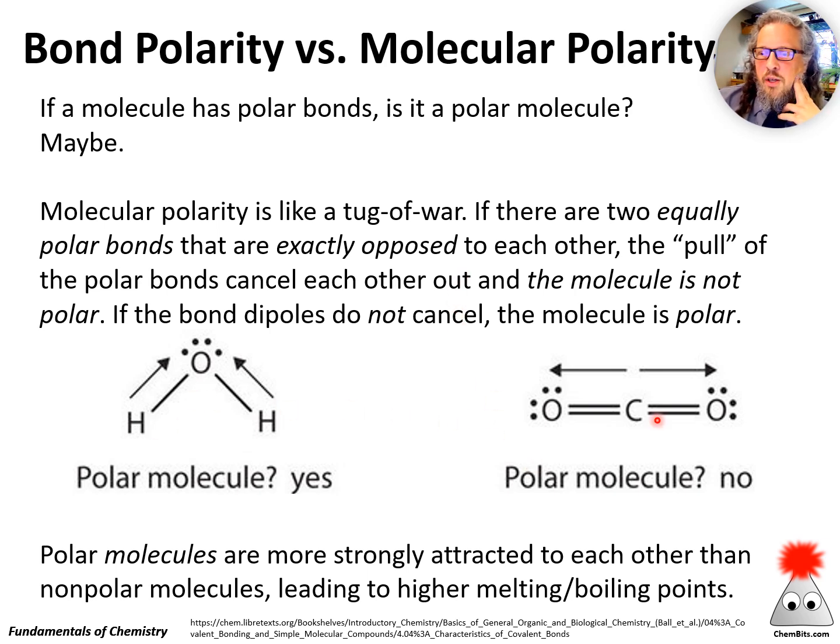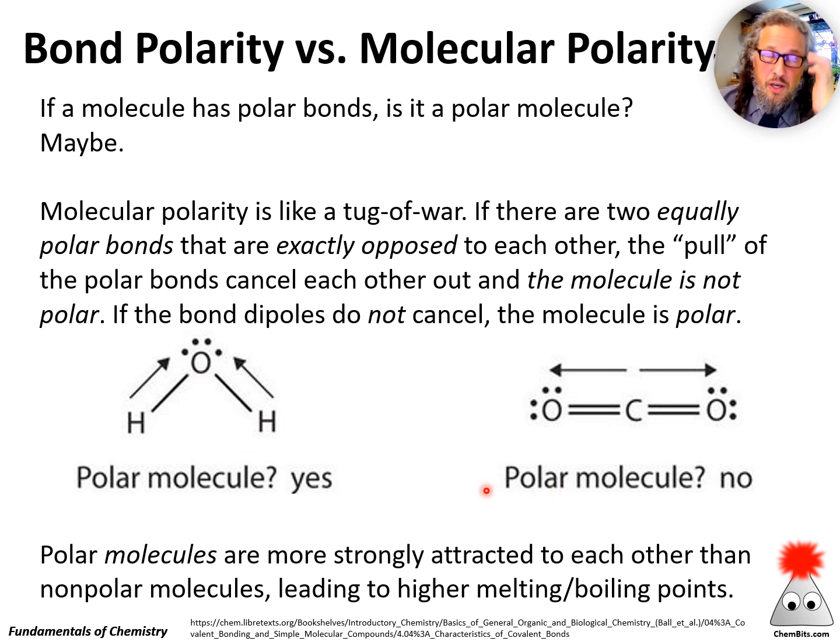So a couple of examples here. Water molecule, because of the shape of a water molecule, we'll get more to that later, these dipoles, these polar bonds, reinforce each other. They don't cancel each other out. So water is a polar molecule. Carbon dioxide, on the other hand, carbon-oxygen bonds are quite polar, as we just said, but these are quite polar in exactly the opposite direction. So these cancel each other out, and this is not a polar molecule.